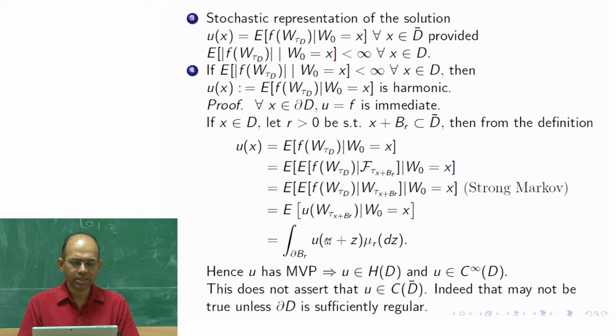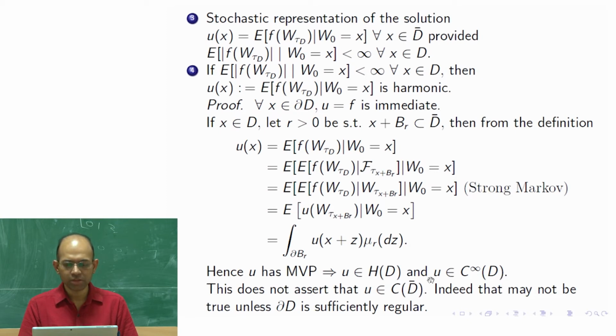So what is the conclusion? From here we can see that it satisfies the mean value property. It doesn't matter what my x is, if it is inside the domain D, I can always write u(x) as the average of u on the surface of a ball, x + B_r, using μ_r. So hence u has the mean value property, therefore u is harmonic on the open domain D, and hence u is also C^∞(D).